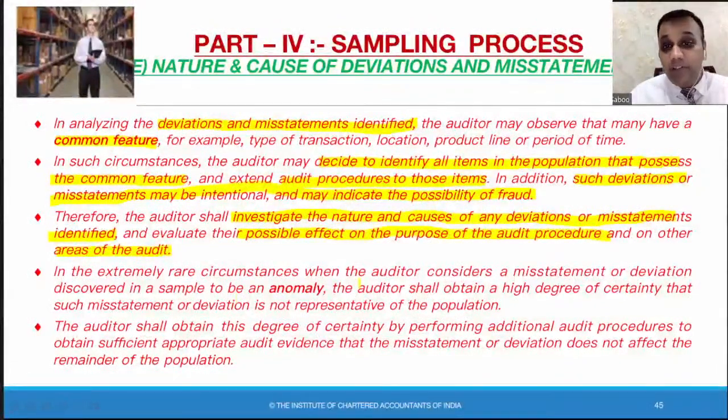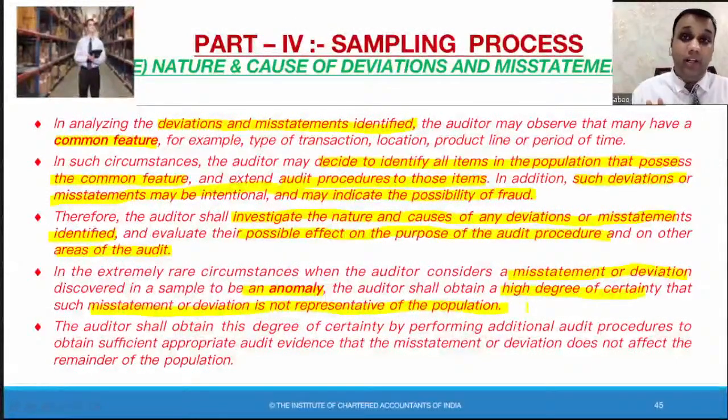And there could be extremely rare circumstances when the auditor considers a misstatement or deviation to be an anomaly. Anomaly is something wrong, we'll discuss. The auditor shall obtain a high degree of certainty that such misstatement or deviation is not representative of the population. That we found an error of high intensity, an anomaly, different from what it should have been. I need to be highly assured that if it is there in the sample, it is not there in the whole population. Like in the case of a blood test, the doctor advises her to get the blood tested again after 2 days. He wants to be assured that whatever has been found in the first report, if it is repeated in the next report, that means there is this particular infection or deficiency in the blood in the whole body.